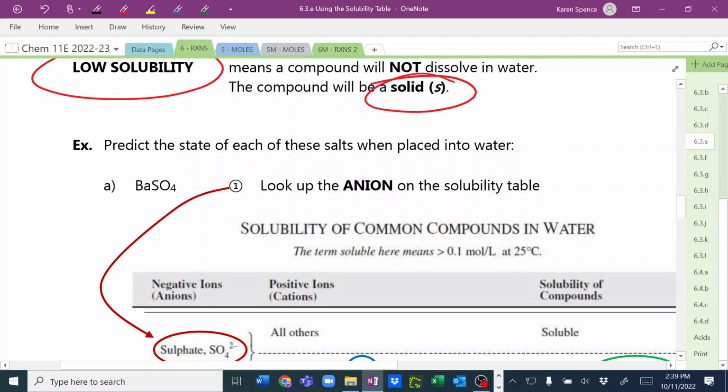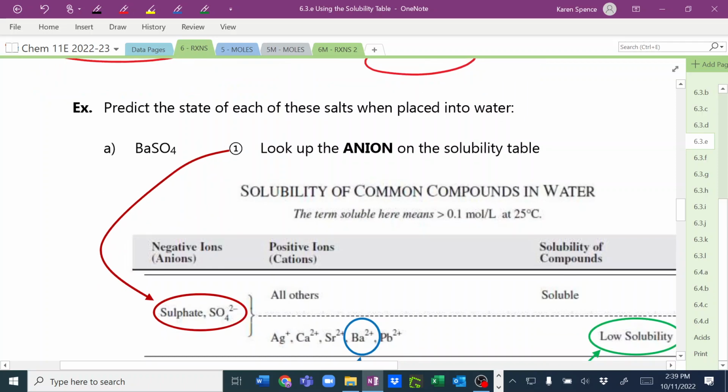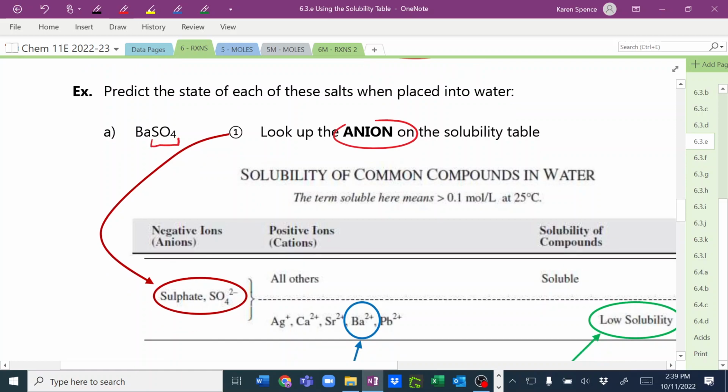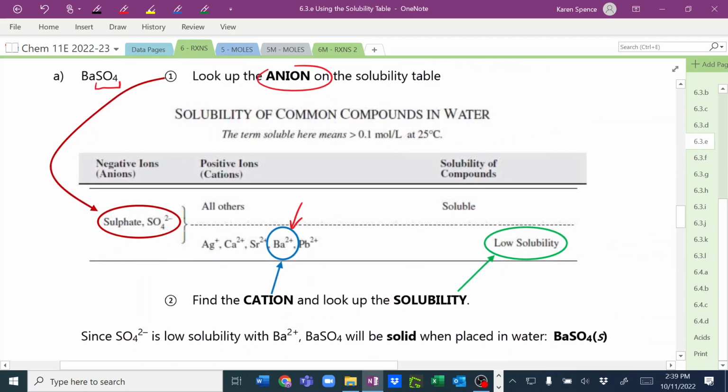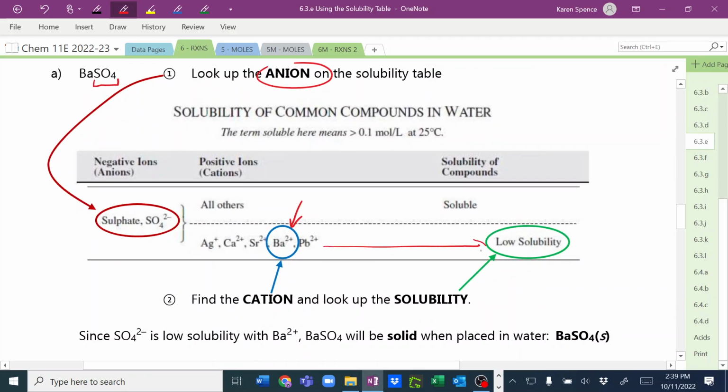So barium sulfate, we're going to look at this, and here's how we do it. We look up the anion. So we look and we say, okay, I've got sulfate. Here is sulfate. If I look for barium, my cation, and then I look across and I say, what is its solubility? Oh, it is low solubility. So that tells us that if I took some barium sulfate and it was in water, would it be dissolved or would it be solid? It would be solid, okay? So if it says low solubility, that means it is solid.